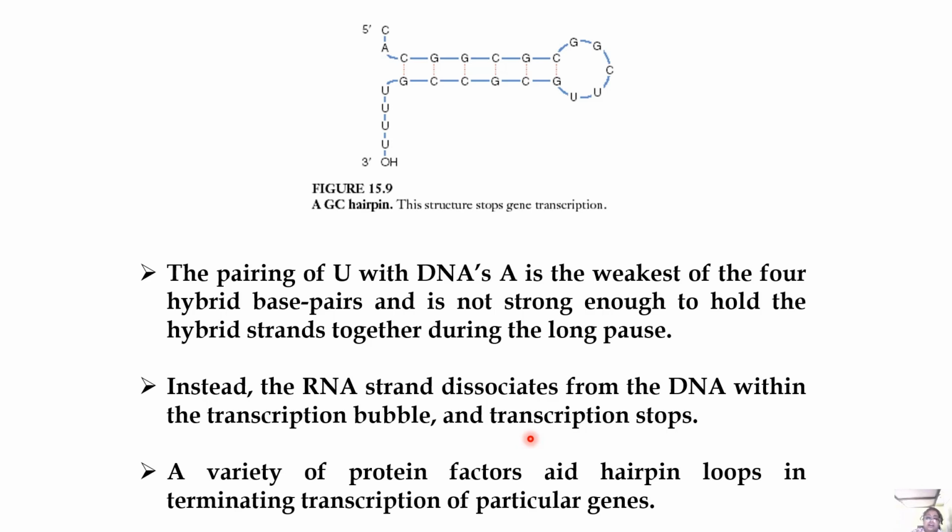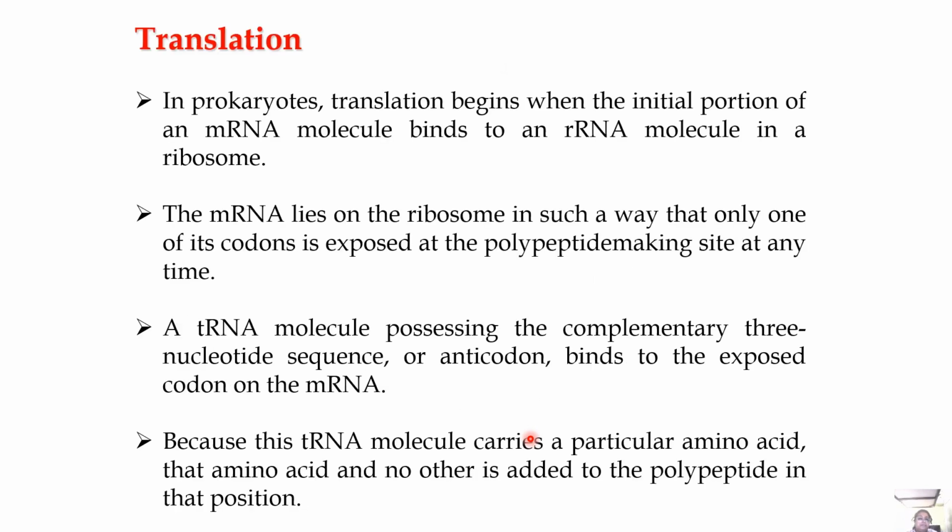A variety of protein factors and hairpin loops are also involved in terminating transcription of particular genes. Now, in prokaryotic translation, translation begins when the initiator portion of an mRNA molecule binds to an RNA molecule in a ribosome. The mRNA lies in the ribosome in such a way that only one of its codons is exposed at the polypeptide making site at any time. A tRNA molecule possessing the complementary nucleotide sequence, or anticodon, binds to the exposed codon on the mRNA.